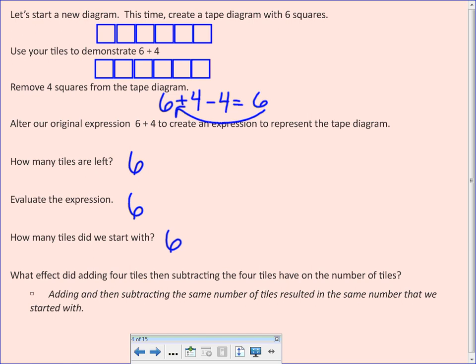So like we just said, adding and then subtracting the same number of tiles results in the same number that we started with. Could you do 4 minus 4, which equals 0, and then add that to 6? No, because that's not what we did. We never had 0 tiles. We had 6, we added 4 red ones, then we took away 4 red ones. They really should all be the same color because they all represent the same unit. I just made them different colors so that you could see what we were working with, okay?